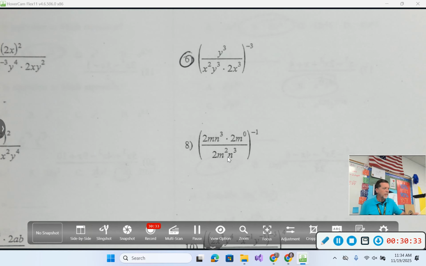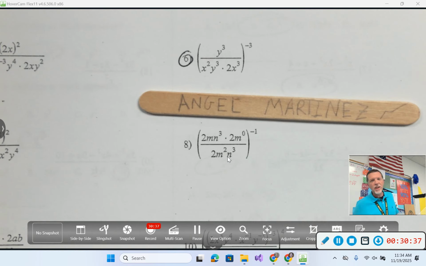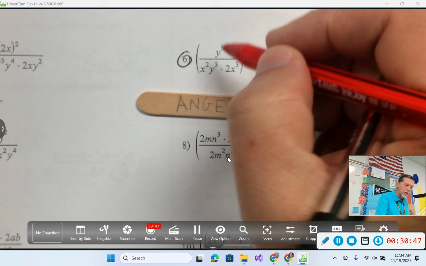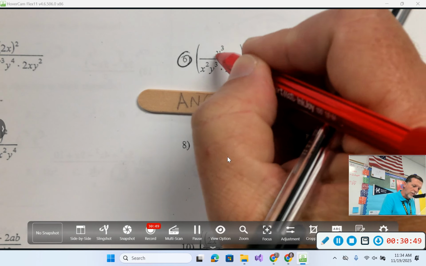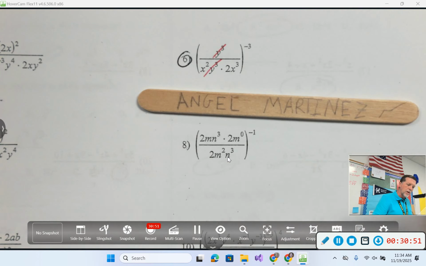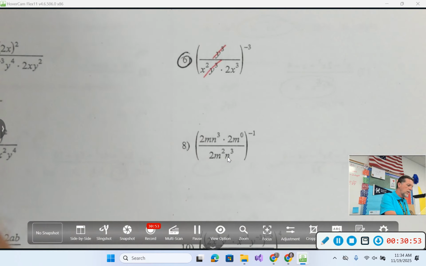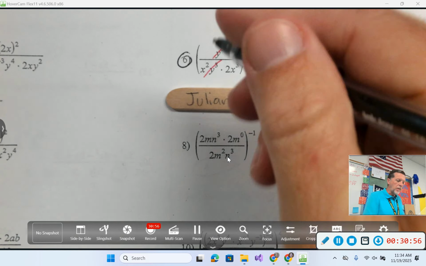All right. Well, let's start picking on people now. We'll let Angel decide which route we take here. Angel, what would you like to do first on number 6? I think we should cancel the ones. I think that's an obvious first step. We don't have to worry about the -3. Let's just cancel the y cubes. So yeah, there's a 1 in the top.